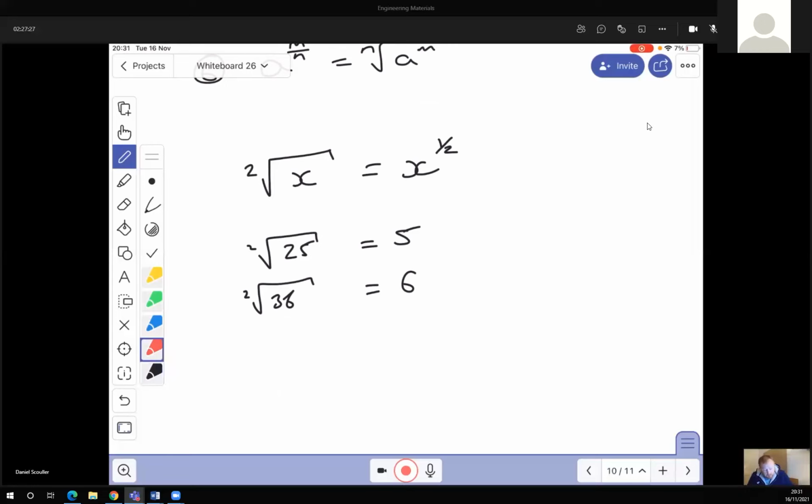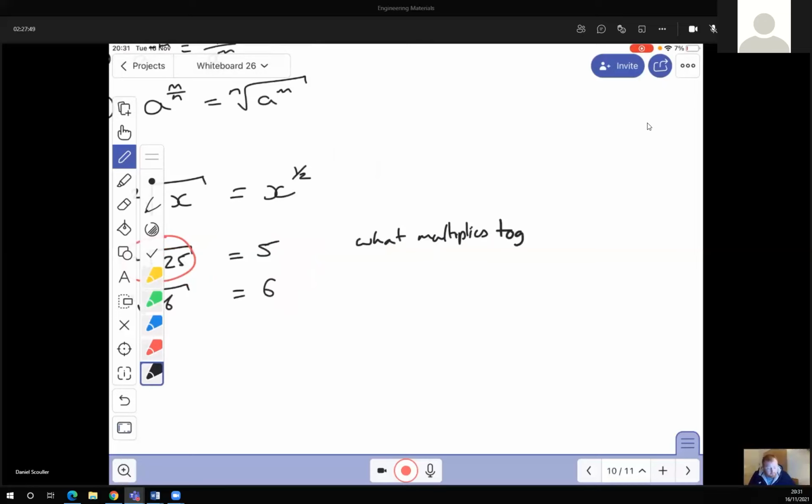What this is telling us is: what number can we multiply together twice to get that number, 25? So what multiplies together to make 25, to make the number within that root? And we know that it's just going to be 5 times 5.